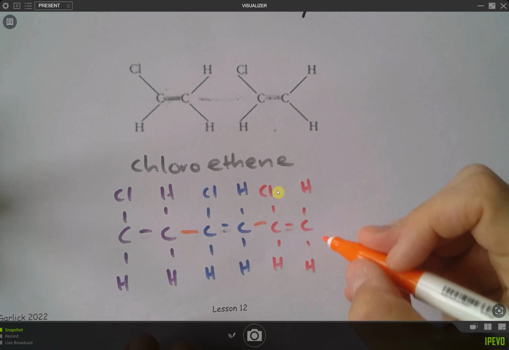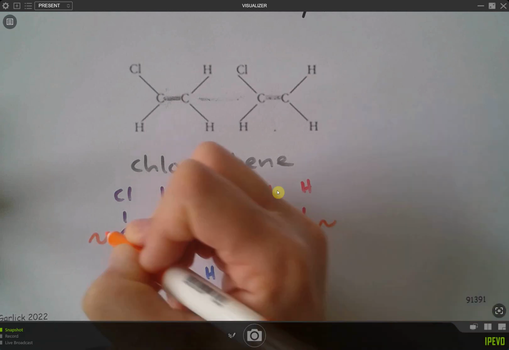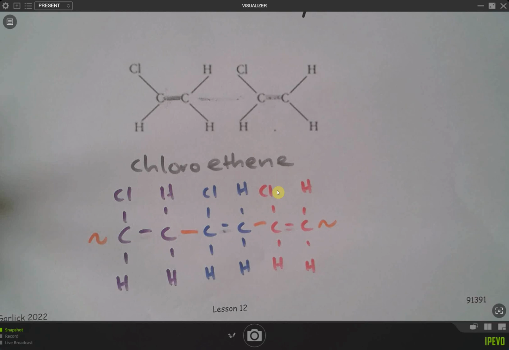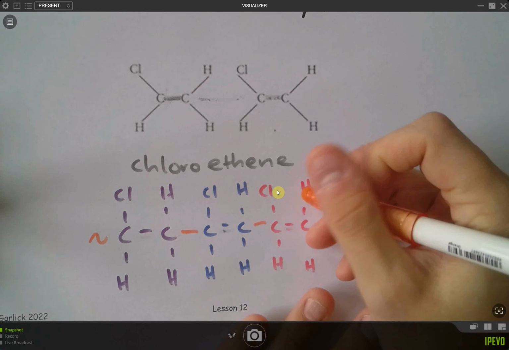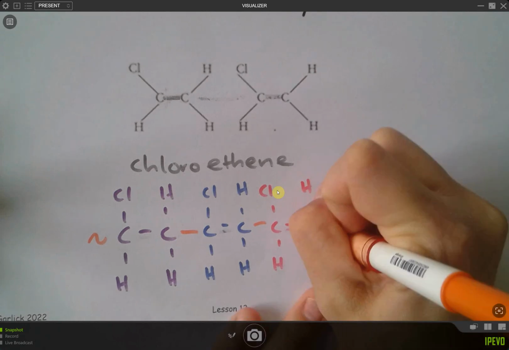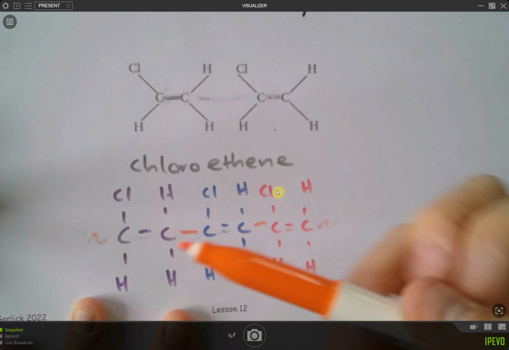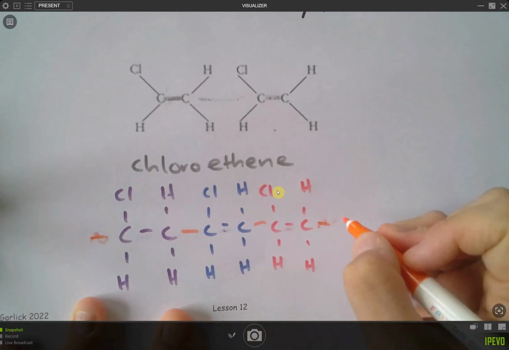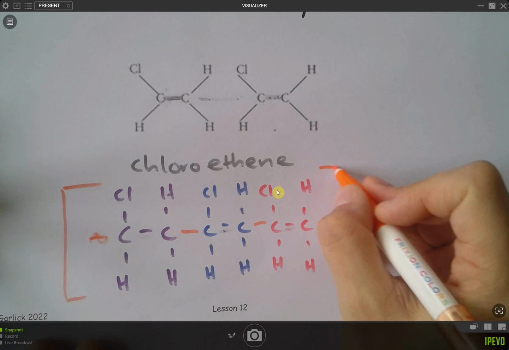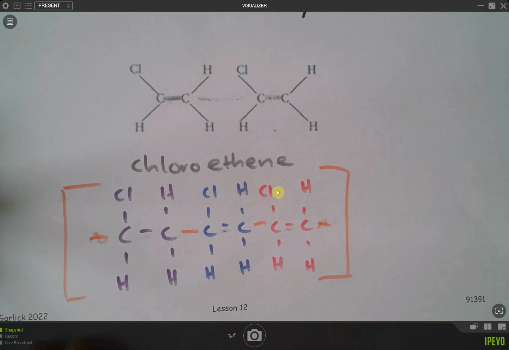You could do a little squiggly line that says this is the repeating section. The other thing that I've seen people do is they just kind of do dashed lines and they do square brackets around it. And they write a little n. The other thing I've seen is just dot, dot, dot.